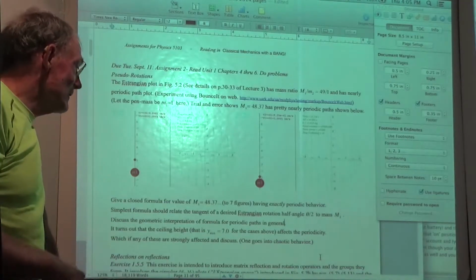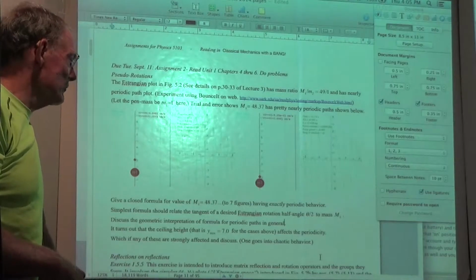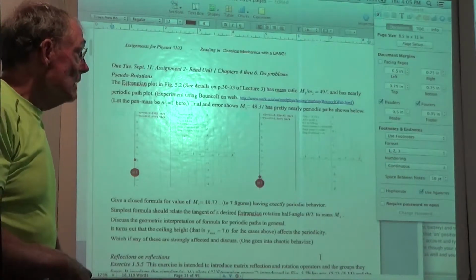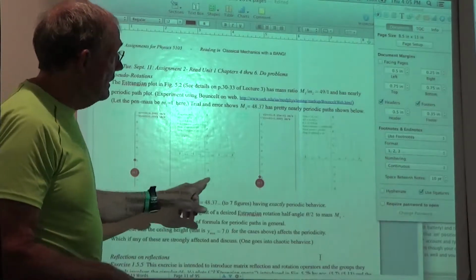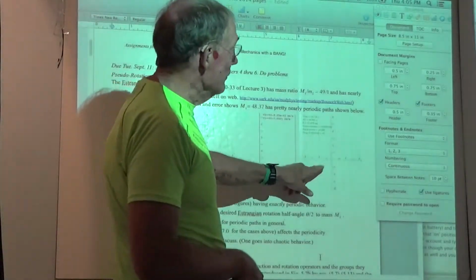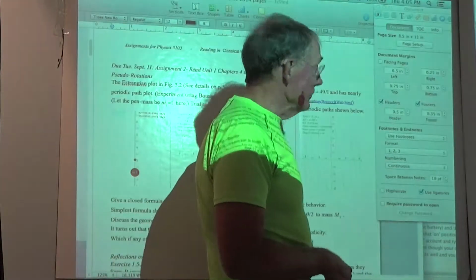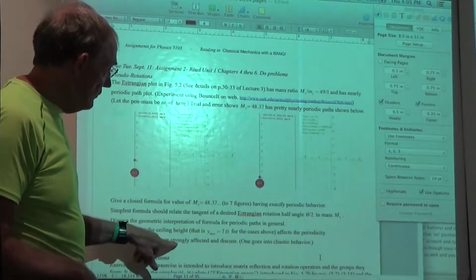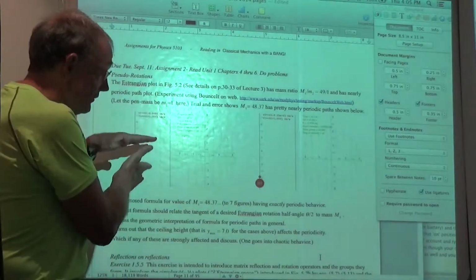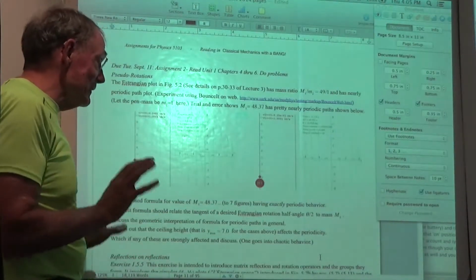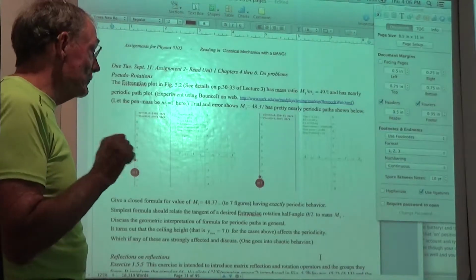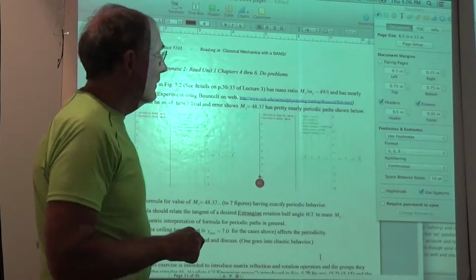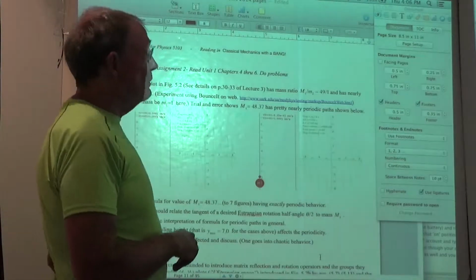But once you figure out the formula, you can get as much precision as you want. So there are 2 cases here. Now this case right here is the easy one. The one that doesn't go chaotic, and that's the thing I ask you about, is how strongly affected by the size of the ceiling is this? That's where the periodicity can get hurt. But this one seems to be completely immune.